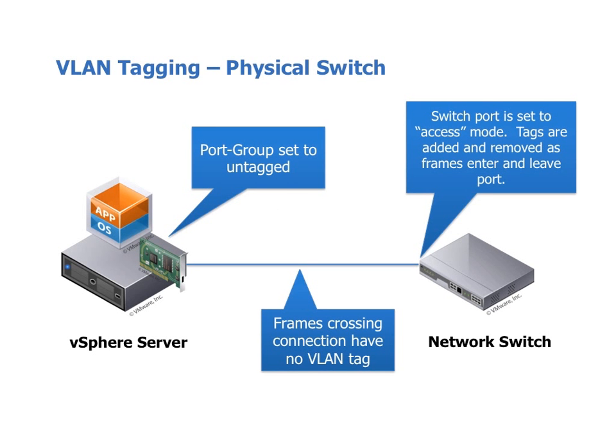So here are some diagrams for the different tagging types we talked about. Here's physical switch tagging. The port group is set to untagged. Frames crossing the connection have no VLAN tag. The switch port is normally set to what we call access mode, meaning it's an access port, not a trunk port, and therefore it is not tagging frames. You could also have a port group here set to untagged and set that as the VLAN that is native on that port. So you may tag some VLANs on some port groups, but the one you set as untagged needs to be set as native on the switch.